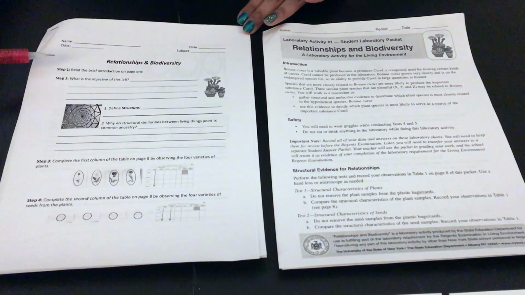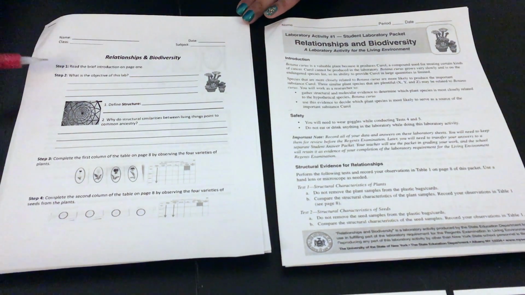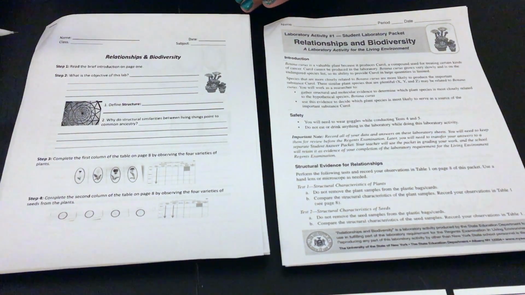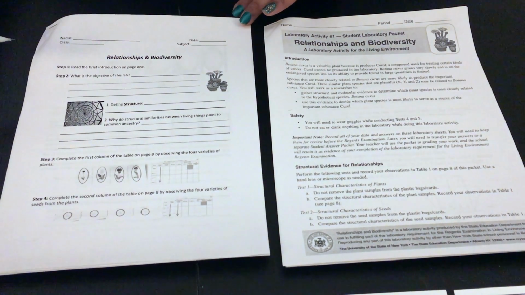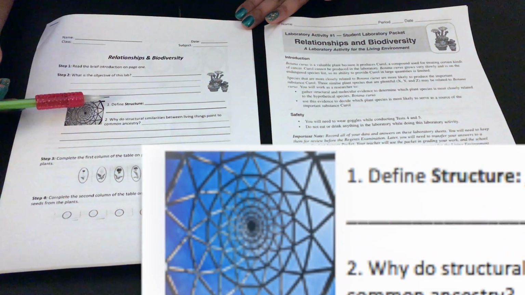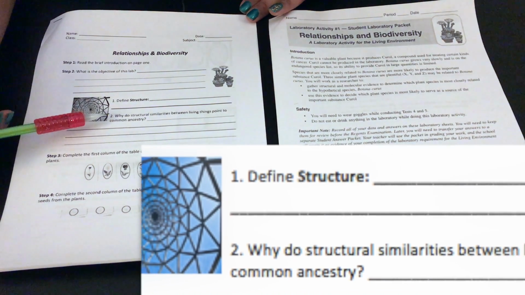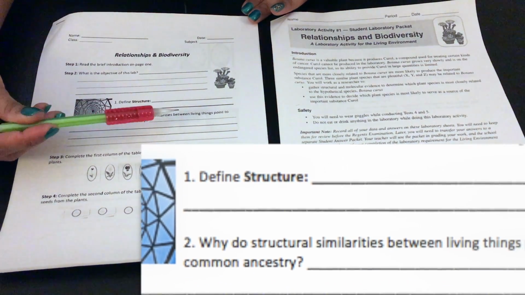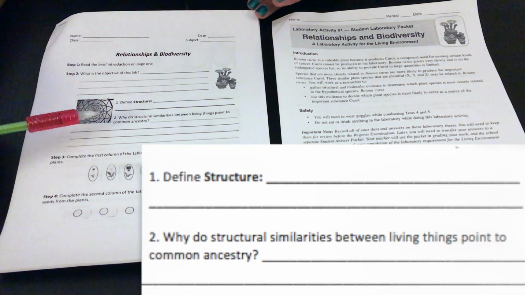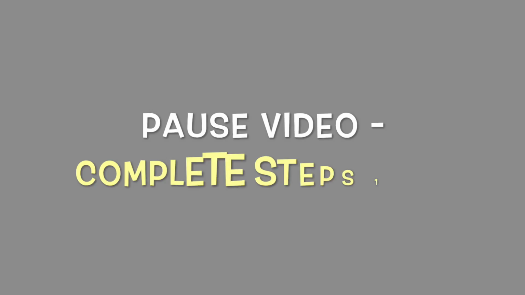Once you are done with step 1 and step 2, define some key terms that will help you understand this lab with more clarity. Define structure and explain why structural similarities between organisms point to common ancestry.